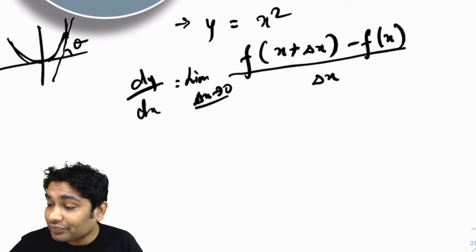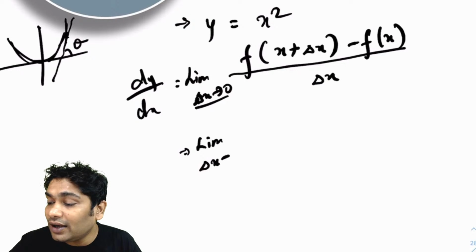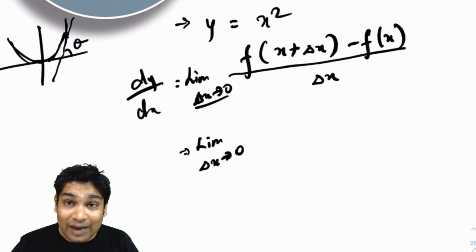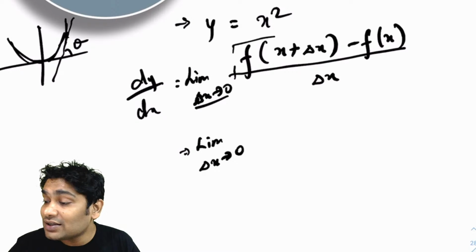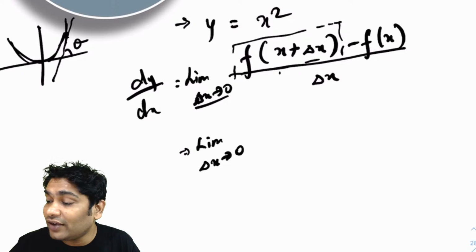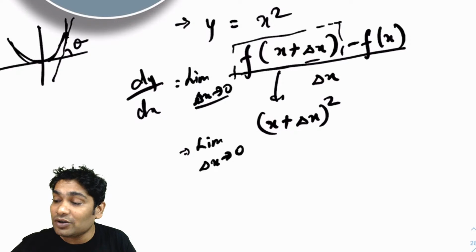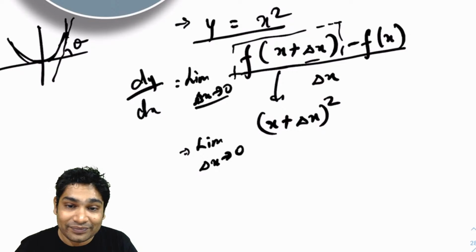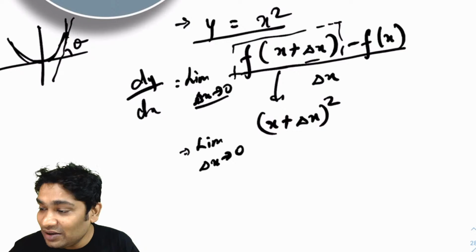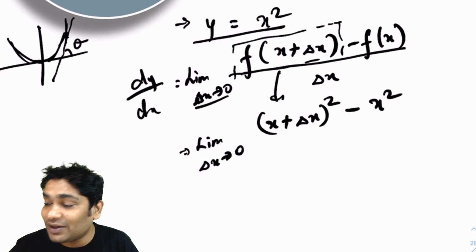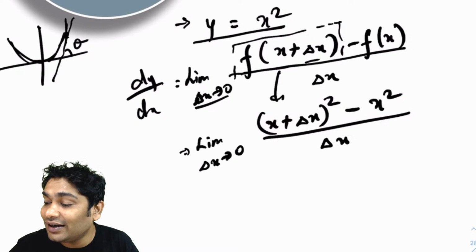So let's try and start substituting the values. So I can write limit delta x tending to 0. What will that be? This is f of x plus delta x. So f of x plus delta x can be written as x plus delta x whole square. Why? Because y was defined as x square. Yes, it will come out to 2x, but let's see how. Minus f of x. F of x becomes x square, over delta x.